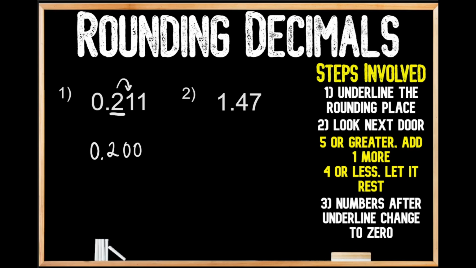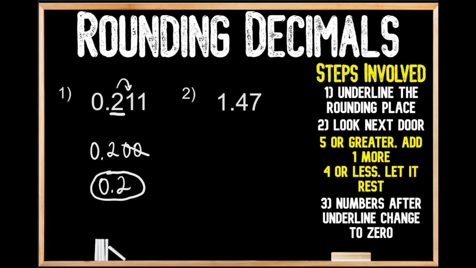So the decimal 200 thousandths is equivalent to the decimal of 2 tenths. So we don't actually have to include those zeros here. So when we round 211 thousandths to the nearest tenths, we get 2 tenths.